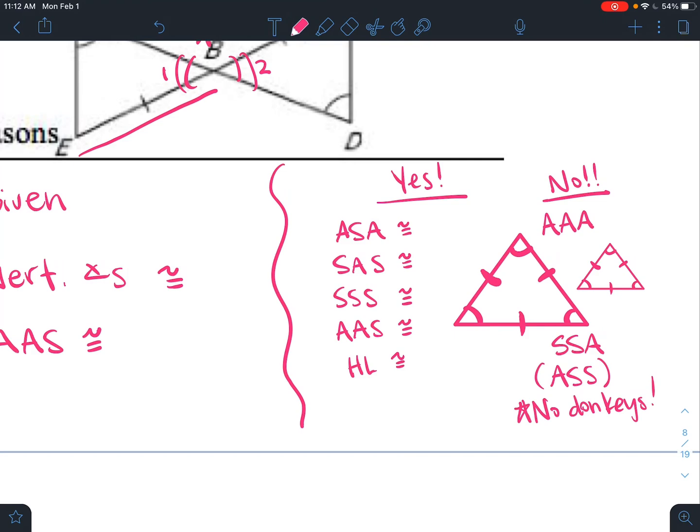If I were to ask you guys to create some triangles based off of side-side-angle, there would be two variations that the class could come up with. Whereas if I work with any of the others, everybody is going to give me the result of the same exact triangle as everybody else. So two things that don't work: angle, angle, angle, so no yelling. And side, side, angle or angle, side, side, no donkeys.